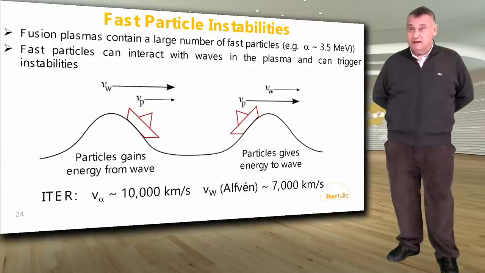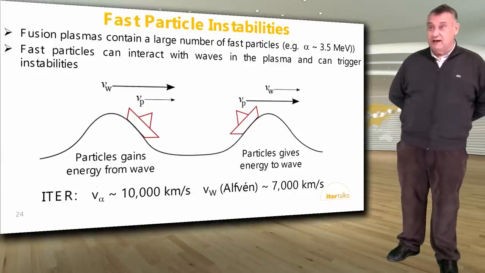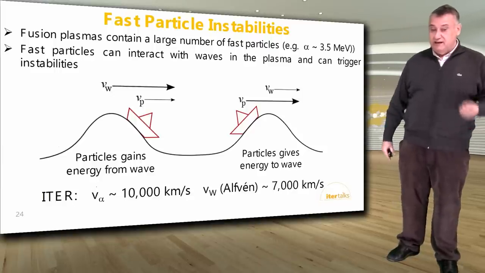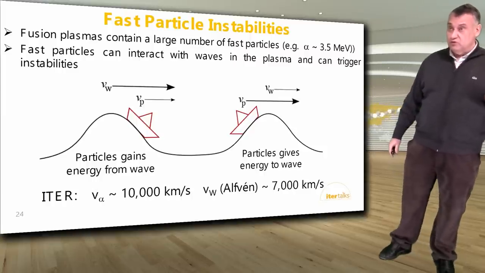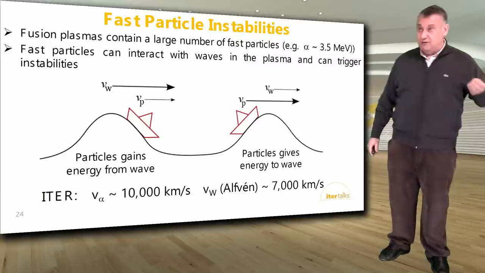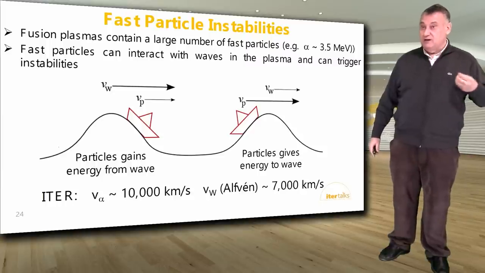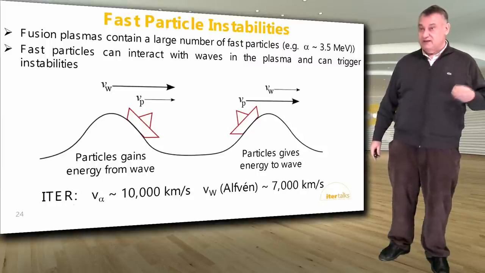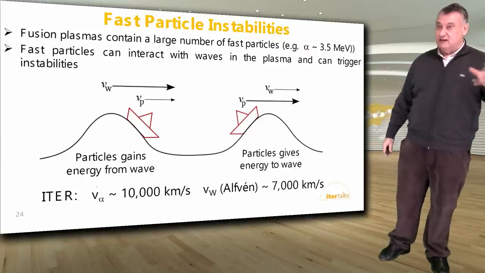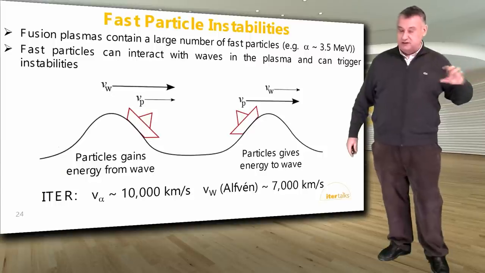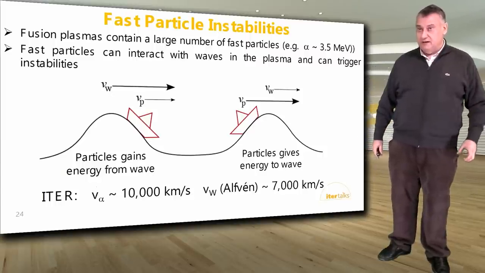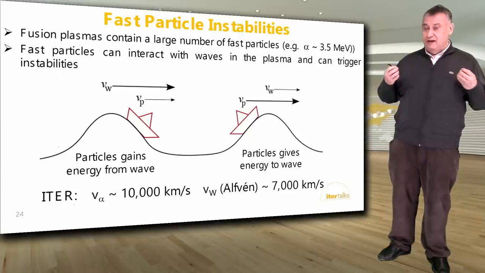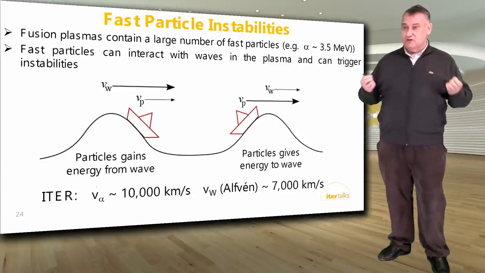These are due to the fact that fusion plasmas contain a large number of fast particles. I said the helium, which is produced by the fusion reaction, is produced with very high energies, of the order of 3.5 mega electron volts. In velocity, this means that these particles have a typical velocity of 10,000 kilometers per second. This is 10 times larger than the typical velocity which I mentioned for the thermal plasma.